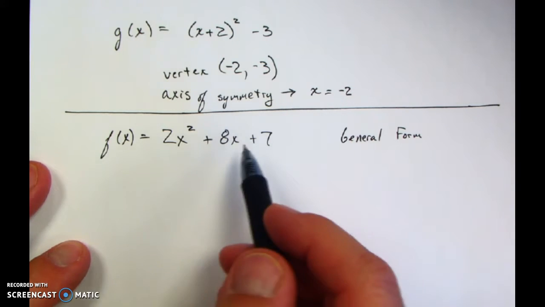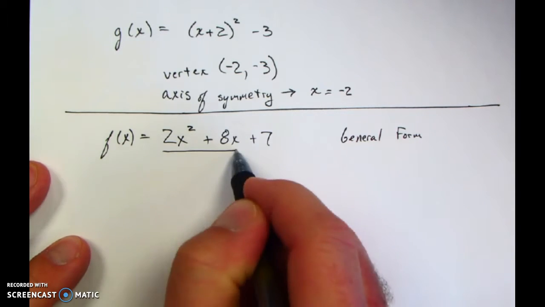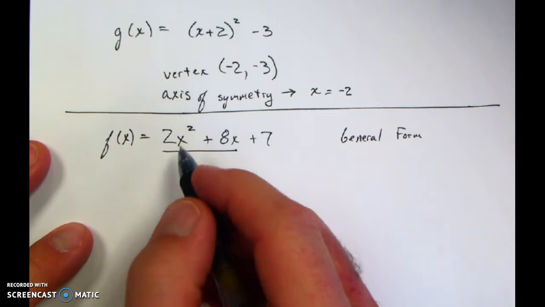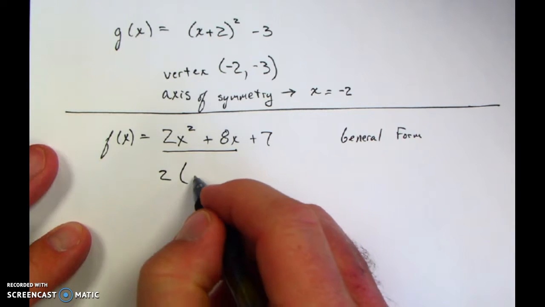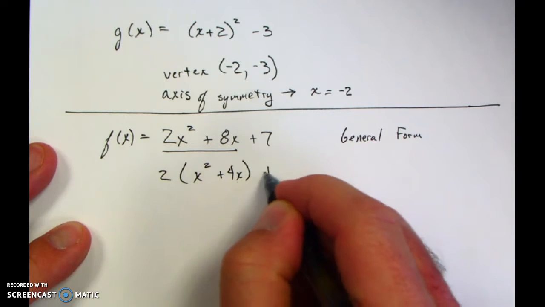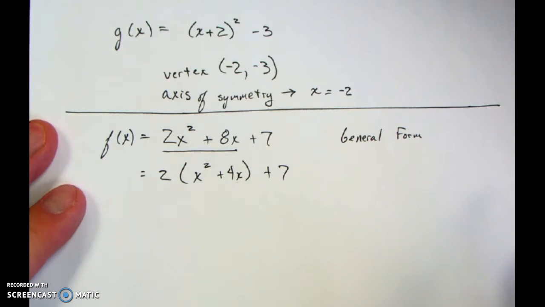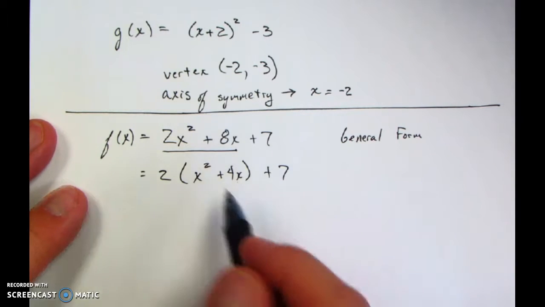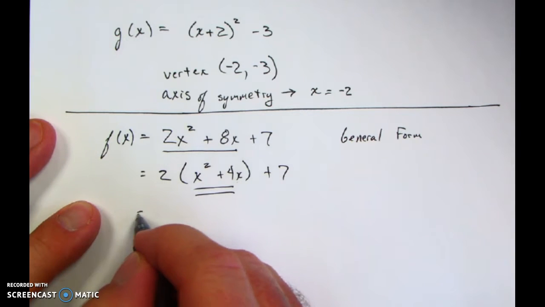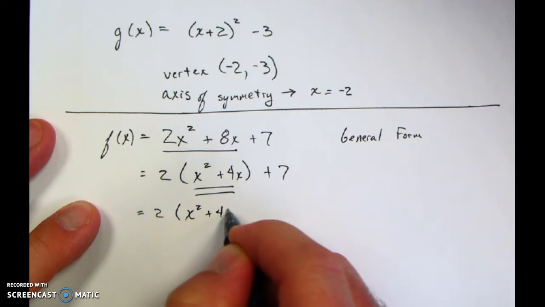As far as rewriting this into vertex form, first thing we can do is I can take this piece right here and factor out the 2. And so I'm looking at 2 times the quantity of x squared plus 4x, and then I still have this plus 7 here. Now what we're going to do is we're basically completing the square. I'm going to take this piece here. Remember, to complete the square, I take half of that value.